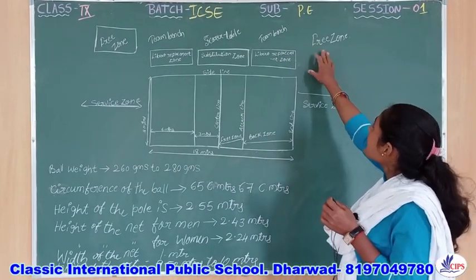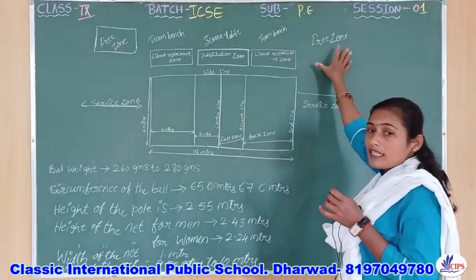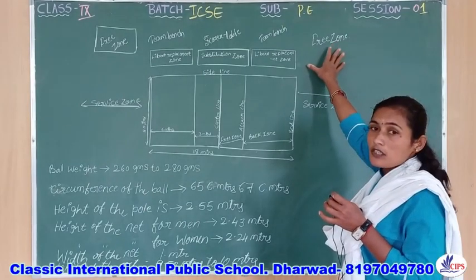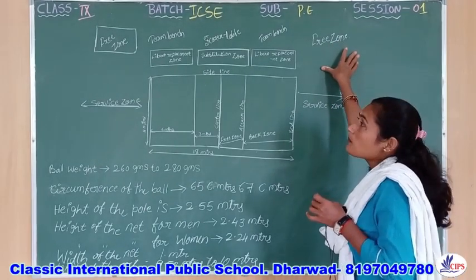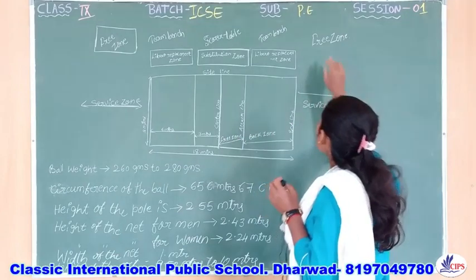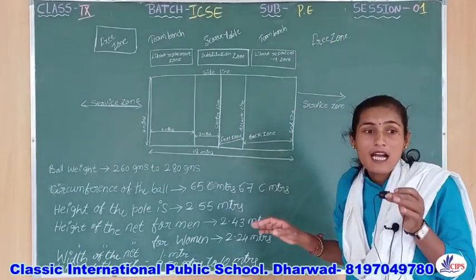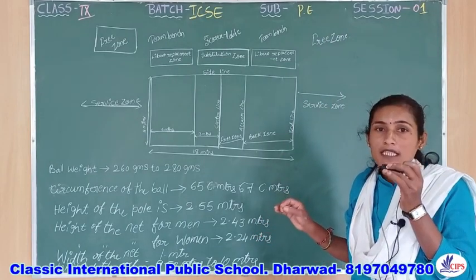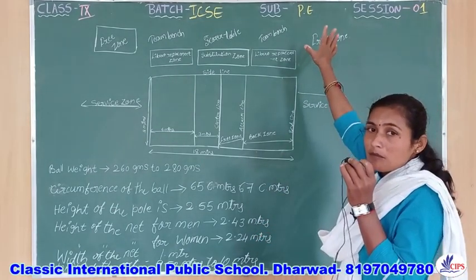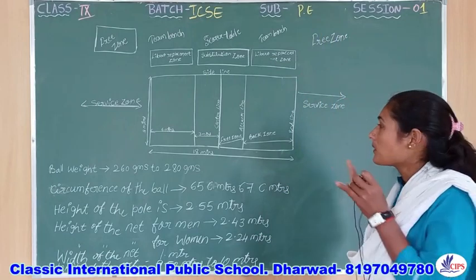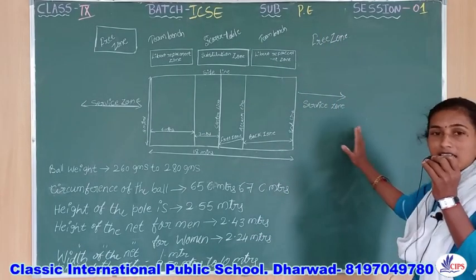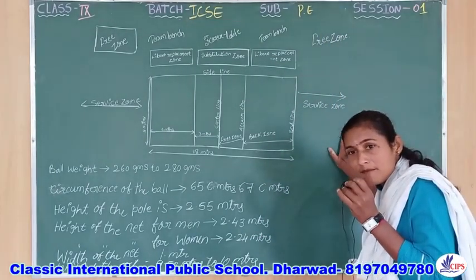Next, in the corner of this court, you will have the free zone, on both sides. Then at the top of the free zone, you have the warm up area. That is for warm up only. Is it clear for you, or shall I repeat it once again?